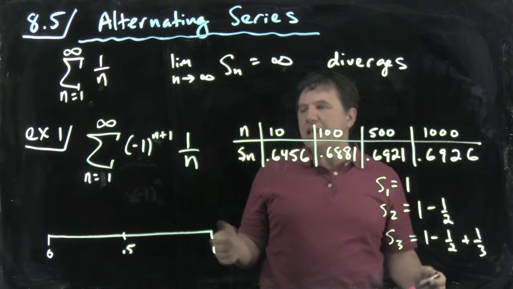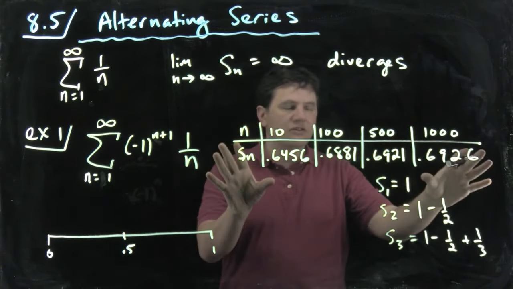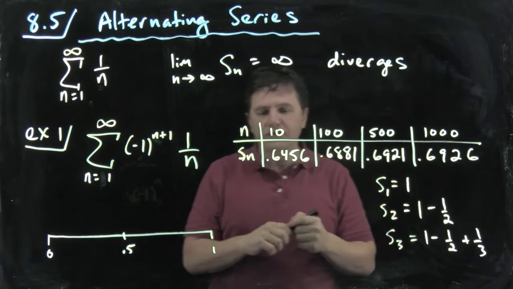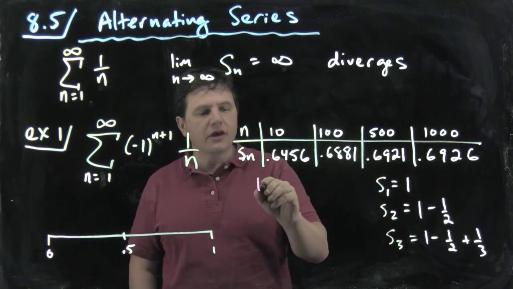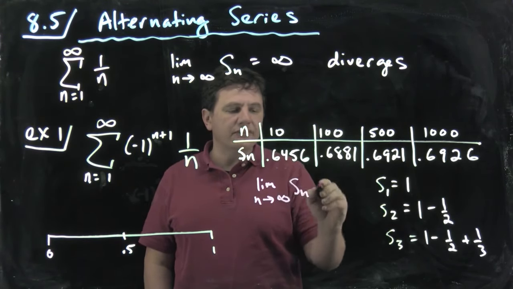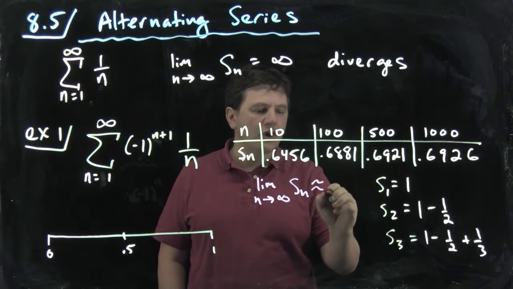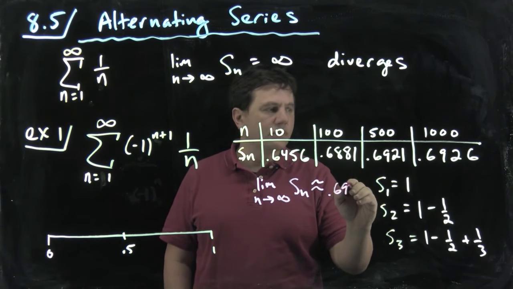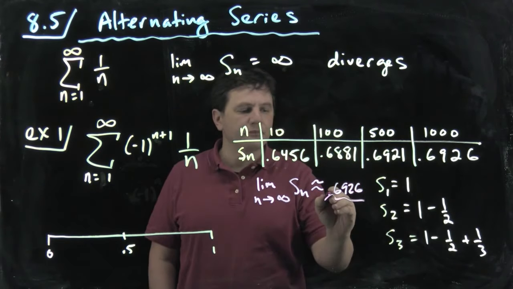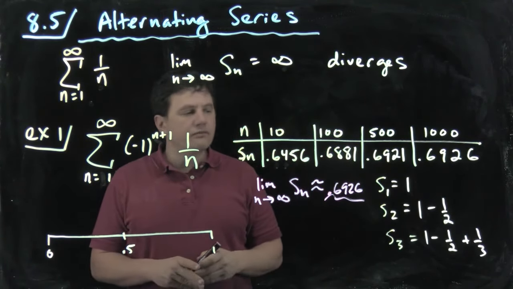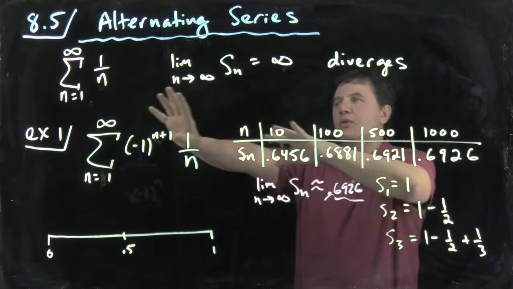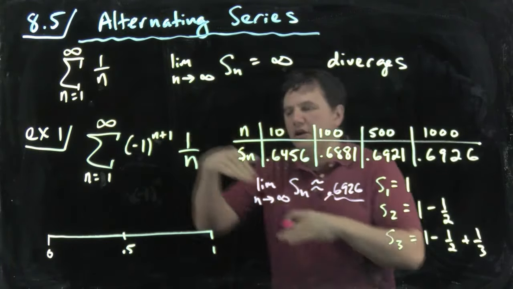So what I would say here is that, and by the way, this is an approximation. This is not proof. You can never use the numerical stuff as proof of a convergent series. But I can approximate this thing. S sub n would be approximately, let's call it 0.6926. And that would be our approximate sum. Okay? So why does this alternating effect cause a series that without the alternating effect would diverge to then converge?